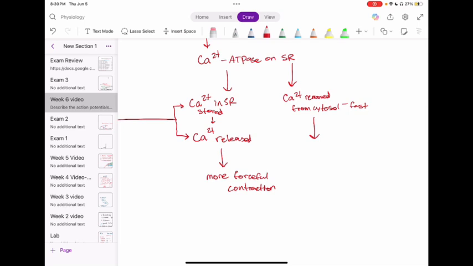And this will shorten I-type troponin, in which the calcium binds, which will give us a shorter duration of contraction.